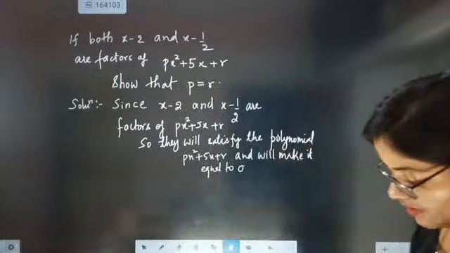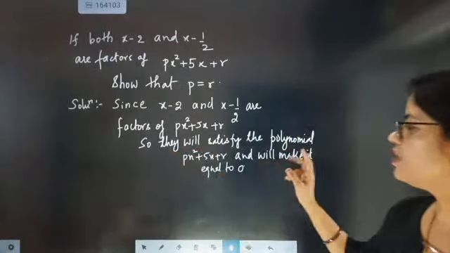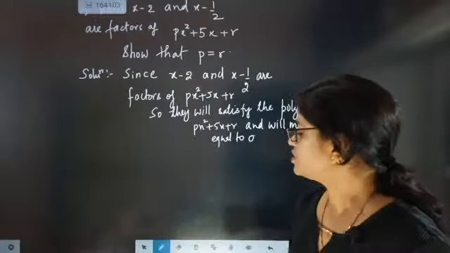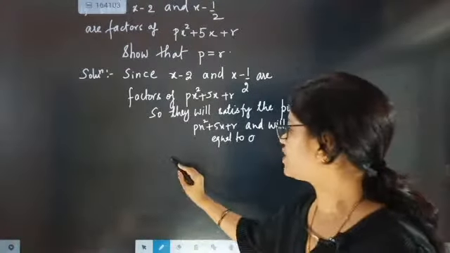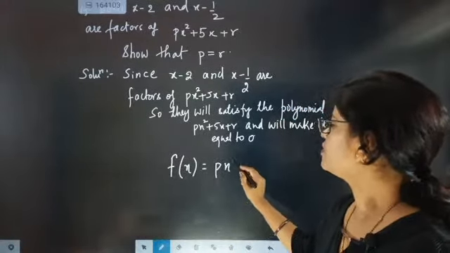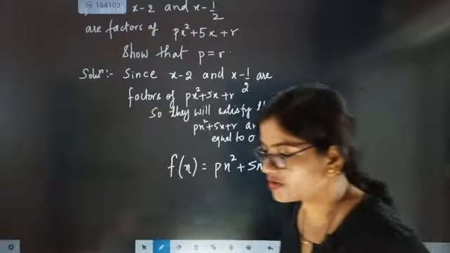Fine. So now look here, everyone. They will satisfy the polynomial and will make it equal to 0. So now the polynomial we are going to write: f of x will be equal to px squared plus 5x plus r. Okay.